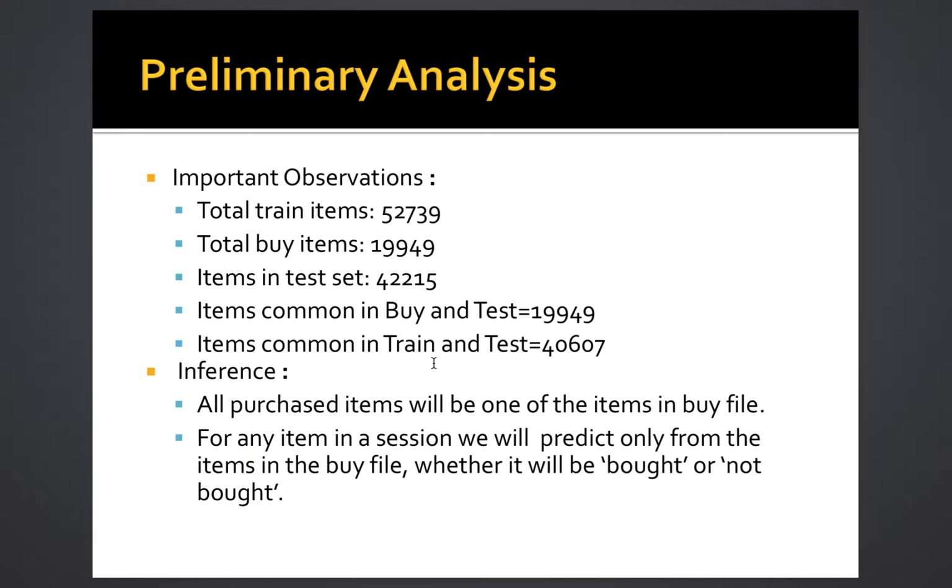In the preliminary analysis of the problem, we made some important observations. That is, total train items were 52739 and so on. The inference that we drew from these observations is that all the purchased items will be one of the items in the buy file. For any item in a session, we will predict only from the items in the buy file whether it will be bought or not bought.